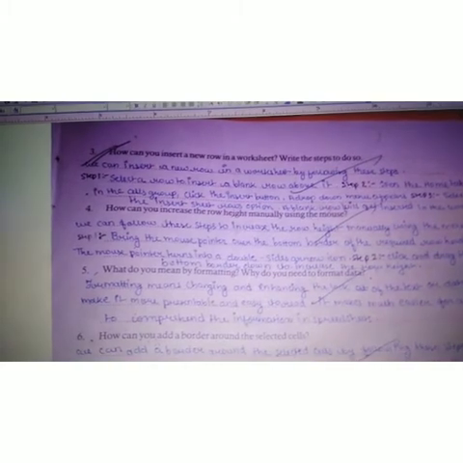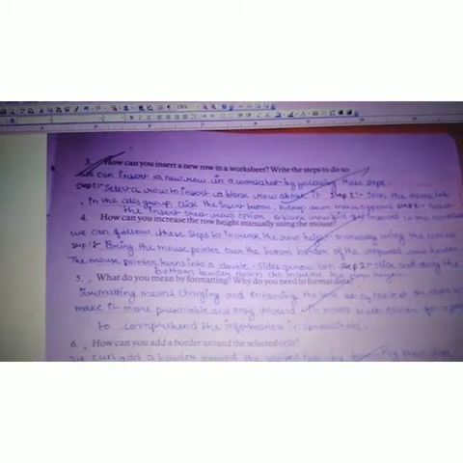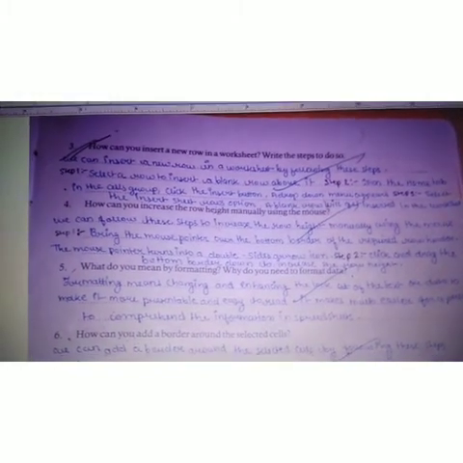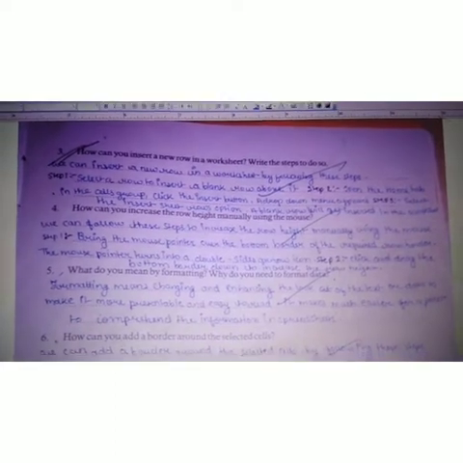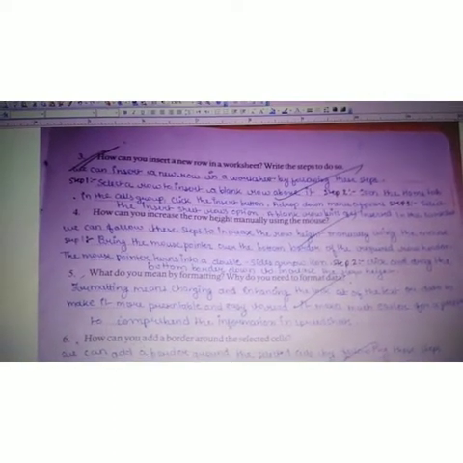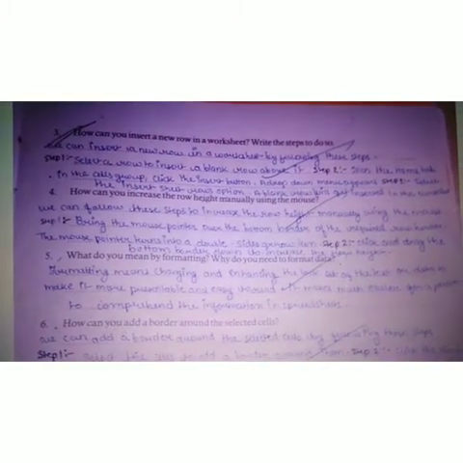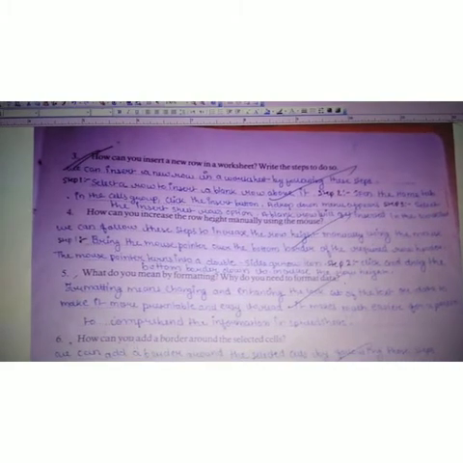Okay. Now next, how can you increase the row height manually using the mouse? We can follow these steps to increase the row height manually using the mouse. First, bring the mouse pointer over the bottom border of the required row header. Then the mouse pointer turns into a double-sided arrow icon. So next step, click and drag the bottom border down to increase the row height.